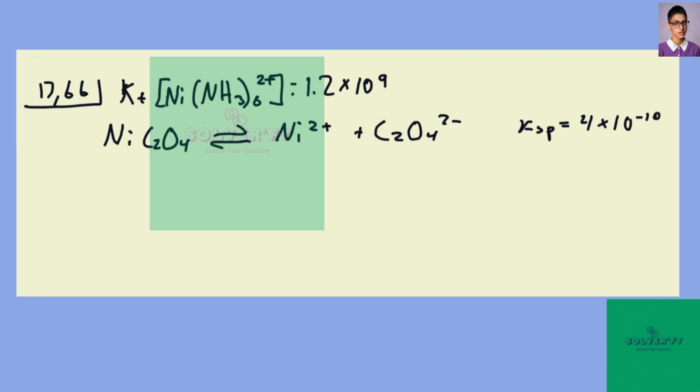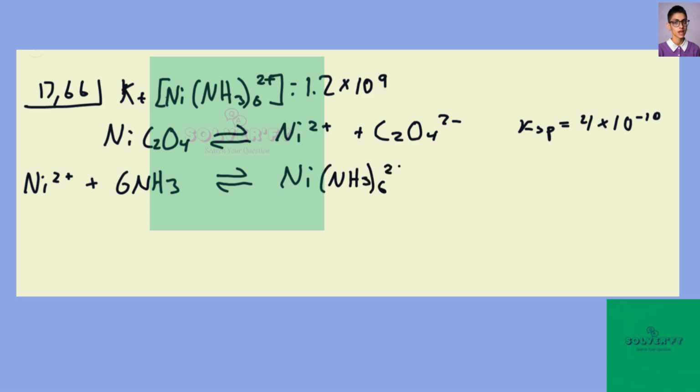And then we also can have the formation of this complex ion, which is nickel 2 plus plus 6 ammonia gives nickel NH3 6 2 plus. And as we mentioned before, this has a Kf of 1.2 times 10 to the 9th.